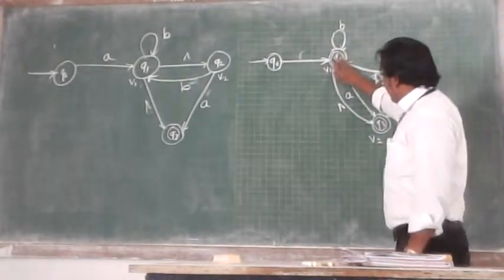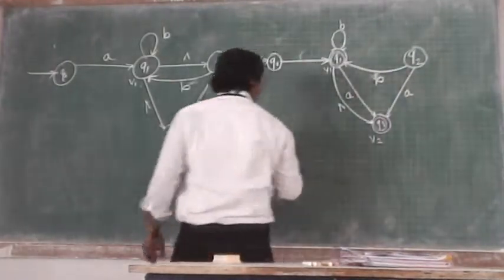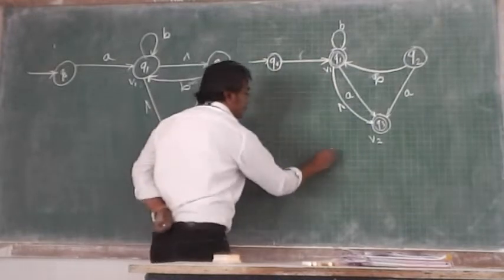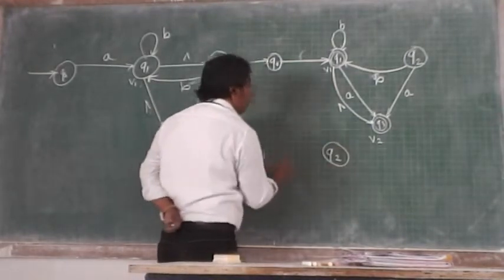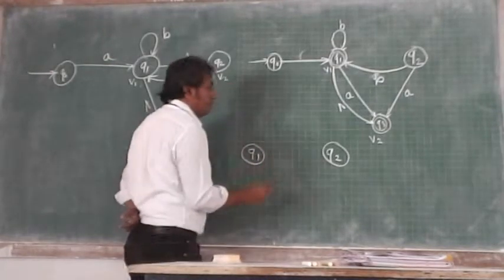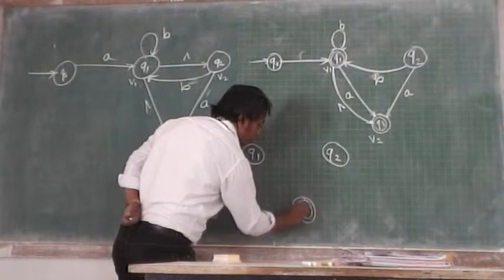I cannot make these changes here, okay? I need to draw one more finite automata. So Q1, Q2, okay? So this is Q3.